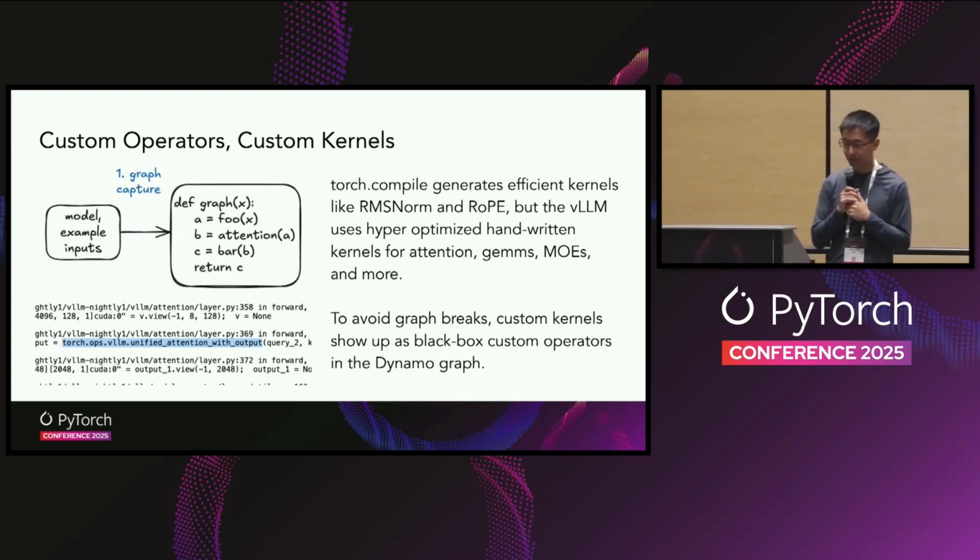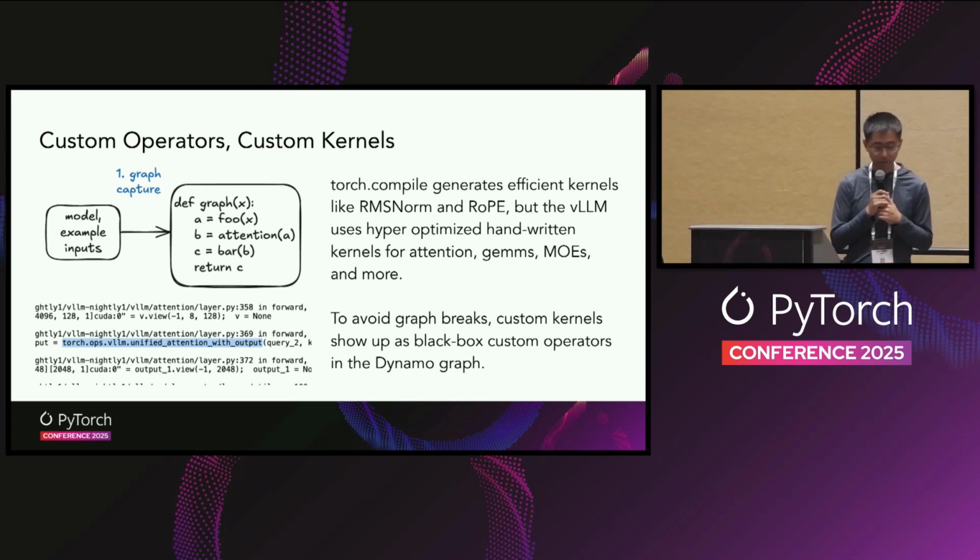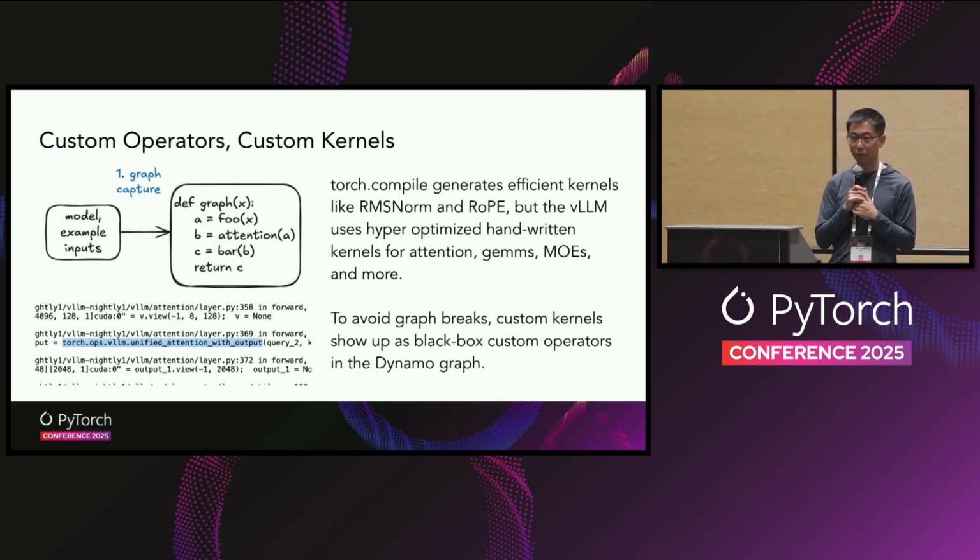And so all these models are handwritten to have no graph breaks and to work with dynamic shapes. A side note on custom kernels. Torch.compile generates efficient kernels for RMSNorm and RoPE, but a lot of the vLLM operations, matmul, GEMMs, MoEs, require specialized hand-tuned kernels. Torch.compile is not able to generate good kernels for those quite yet.